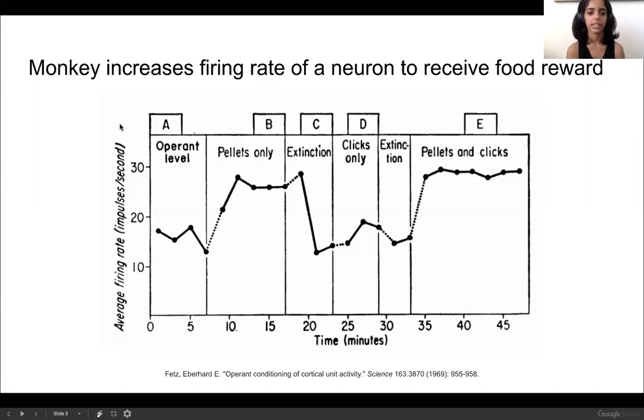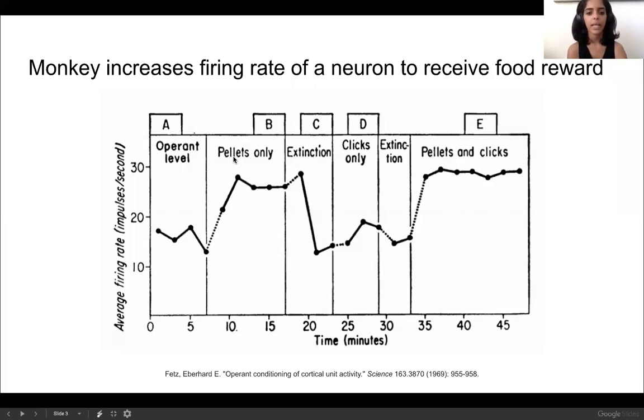So what's happening here is that there's one single neuron being recorded with an electrode, and the scientist is measuring the firing rate of that single neuron. That's what's on the y-axis, and this neuron fires between about 10 spikes per second and 30 spikes per second. I'll use spikes and action potentials interchangeably. Then what the scientist does is, if the firing rate of this neuron crosses some threshold, like 25 spikes per second, they give the monkey some food pellets. That's a reward for the monkey, right?